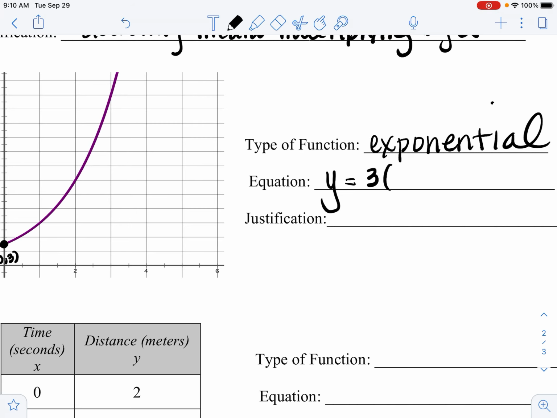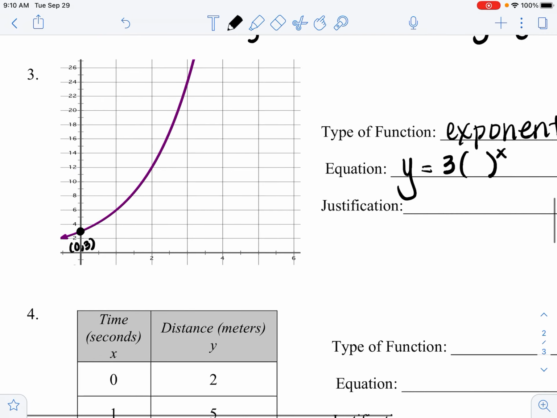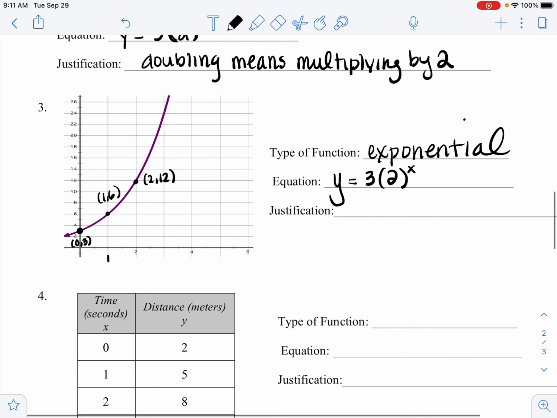And I'm going to put parentheses here, and I can put my exponent. Now I need to know what it's being multiplied by. So I'm going to look to see what I have. At 1, it's 6. At 2, it's 12. So how are my y values changing? They're doubling. So 2. Why do I know that that's an exponential function? Because my y values are doubling.